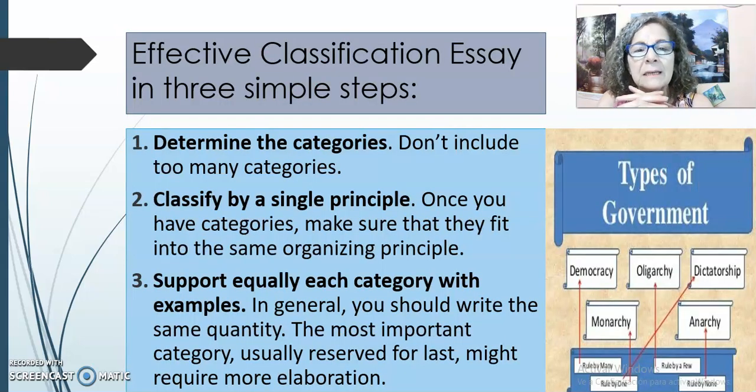Effective classification essay in 3 main steps. Number 1, determine the categories. Don't include too many categories that you cannot manage. Number 2, classify by a single principle. Once you have categories, make sure that they fit into the same organizing principle. And number 3, support each category equally with examples. Remember, equally.